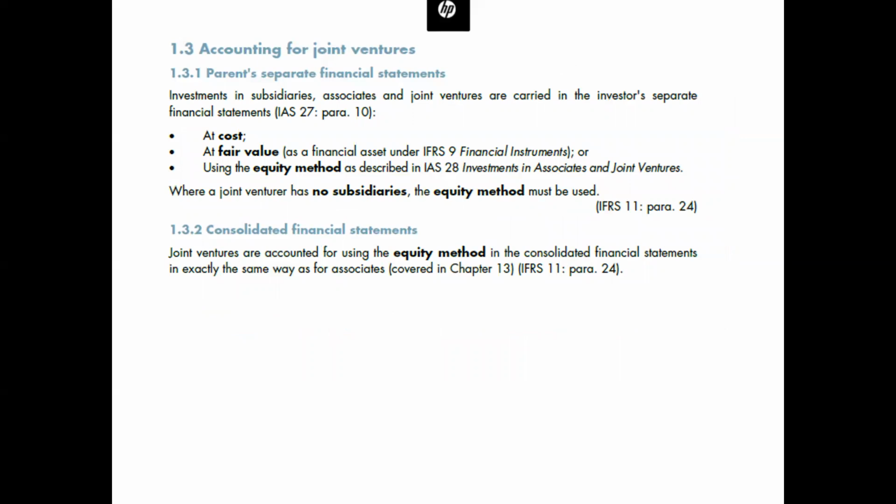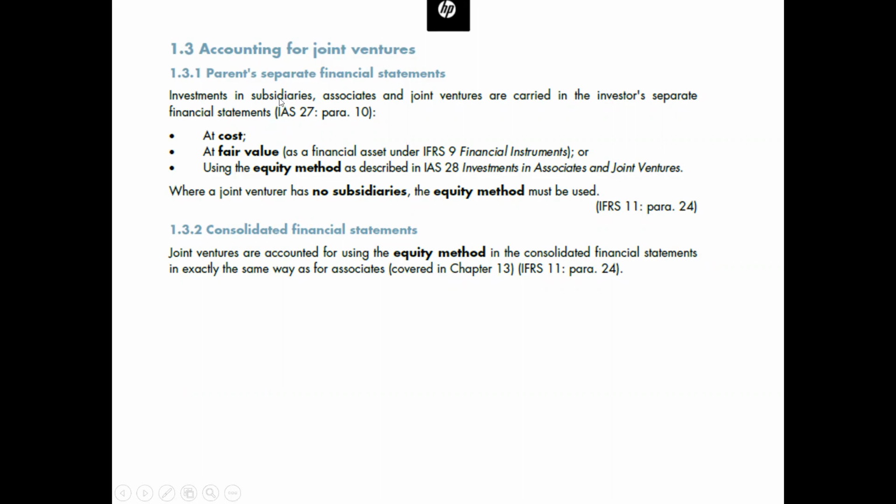Okay. Then the joint venture, we already in essence discussed that we need to apply the equity method. In the parent's separate financial statements, they can either decide to account for subsidiaries, associates, or joint ventures at either cost or at fair value according to IFRS 9, or I can use the equity method in my separate financial statements to account for joint ventures. Okay, and that's my decision that I have.